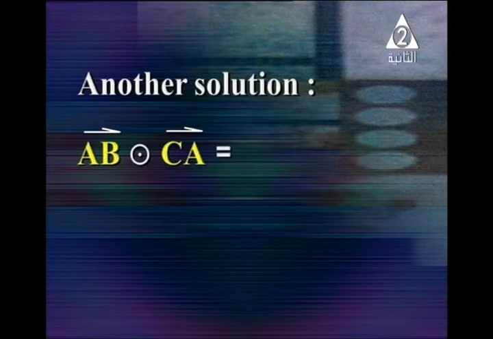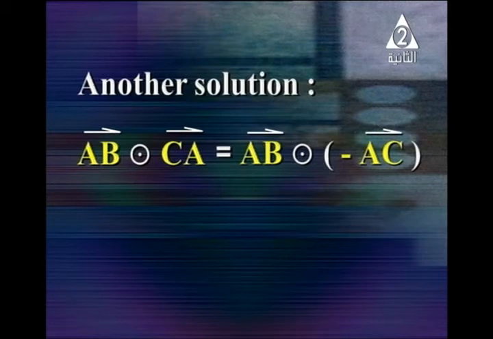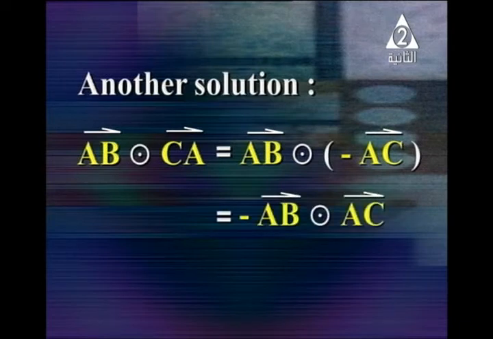Dear student, look at the following example. We have another solution. We have AB dot CA equals AB dot negative AC. Why? Because the CA vector equals the negative AC vector, from the properties of vectors. Then AB dot CA equals negative AB vector dot AC vector.